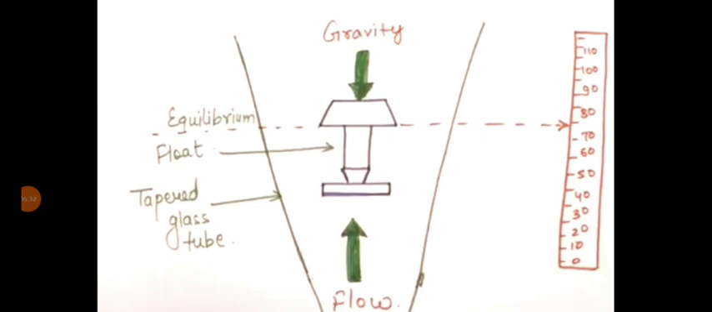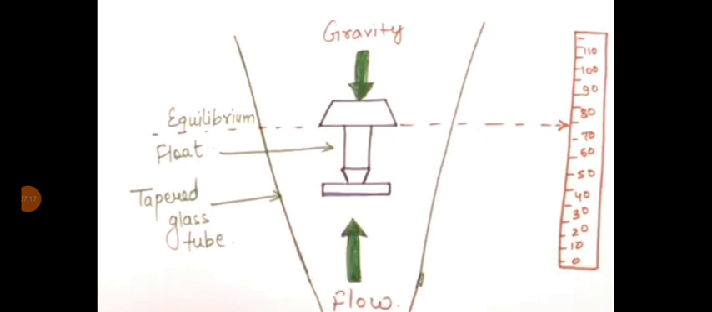So here it consists of a tapered tube, that is made of glass. Then here we have a float, which will be made of stainless steel, metal or ceramics. The shape of the float will be spherical. The graduated scale is calibrated here. The position of the float straight away gives the direct value of the volumetric flow rate. Now we will see the working of the rotameter.